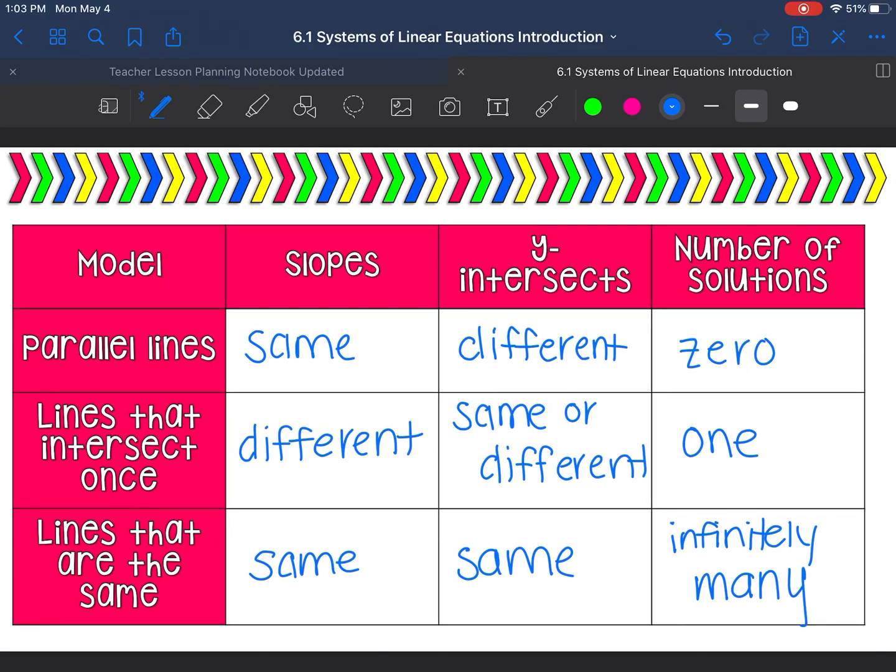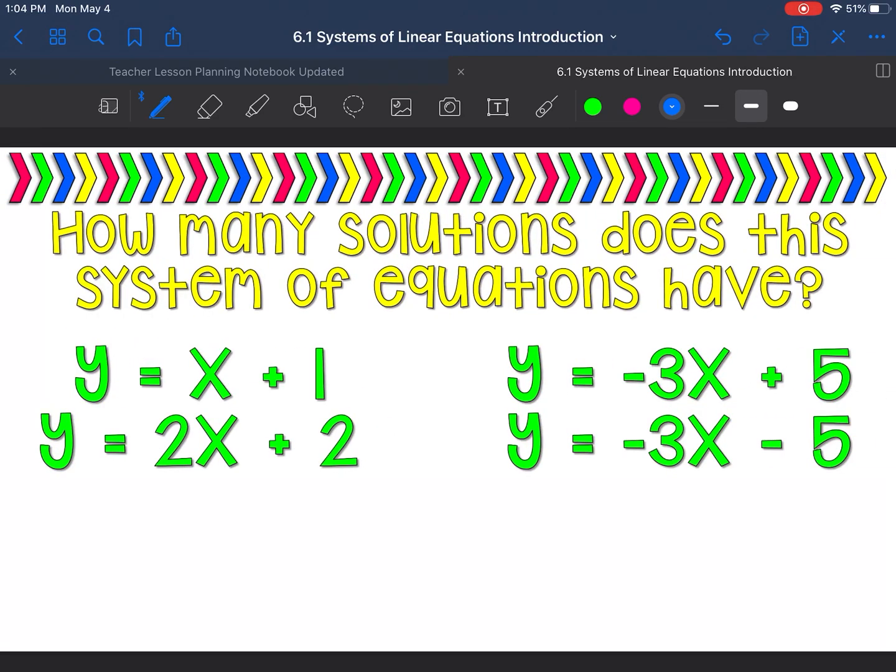All right, guys. So like I said before I introduce this, if I were you and you don't print my notes out, I would pause the video real quick and I would copy this down because this is going to help you with your assignments. Okay, so let's move on and let's look at some examples.